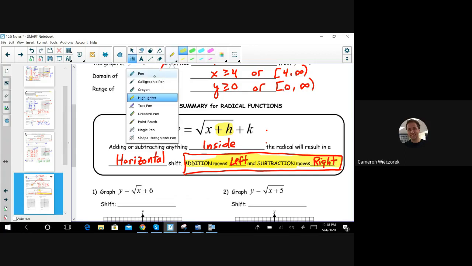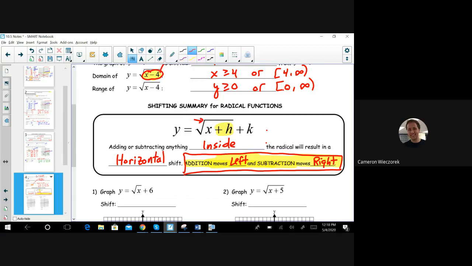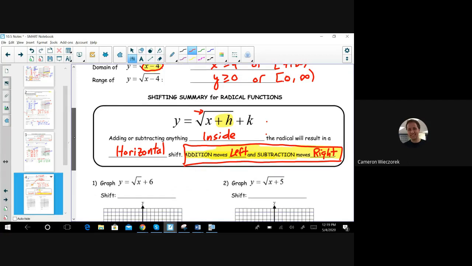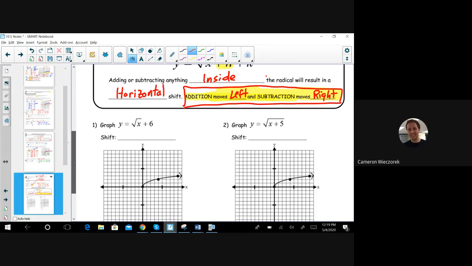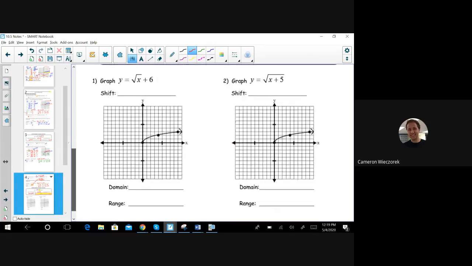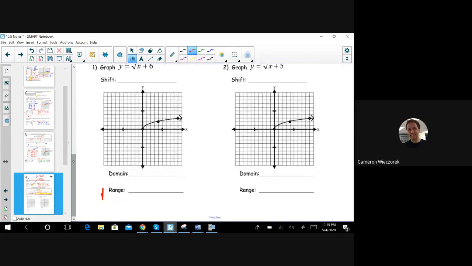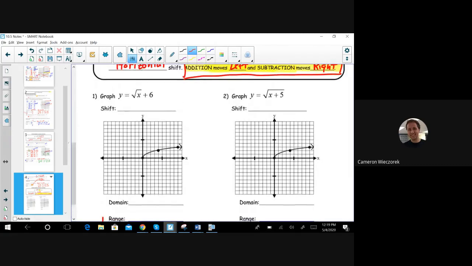The parentheses is now just being exchanged for a square root sign, which changes the shape of the graph a little bit, but the rules should be reminding you of what we saw in section 9.5 when we did vertex form. So let's put it all together now. We're going to graph, mention what the shifts are, and state the domain and the range. The first one I have is y equals rad x plus 6.